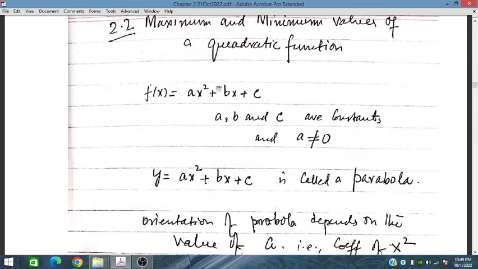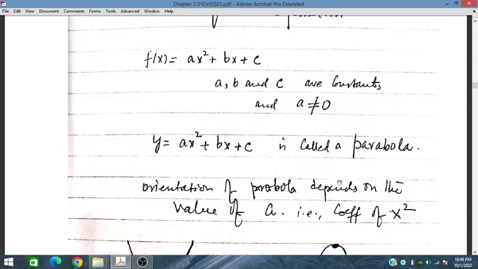So generally we write a quadratic function as ax² + bx + c. Here a, b, c are constants. If a is not equal to 0, then we have this quadratic, with an x² variable. So this is called a parabola. This quadratic equation is drawn as a parabola.